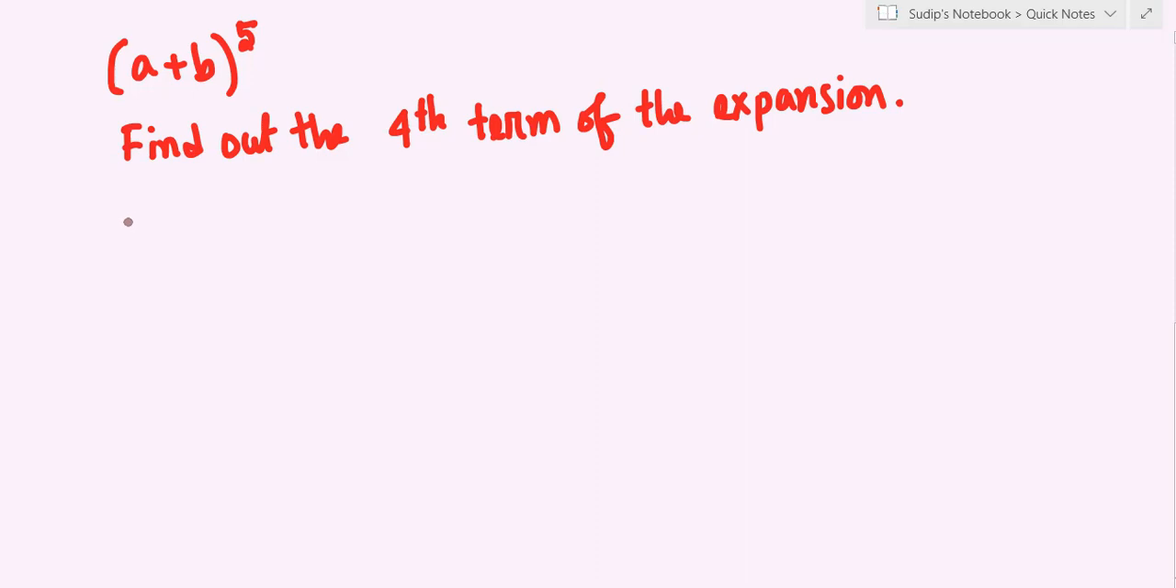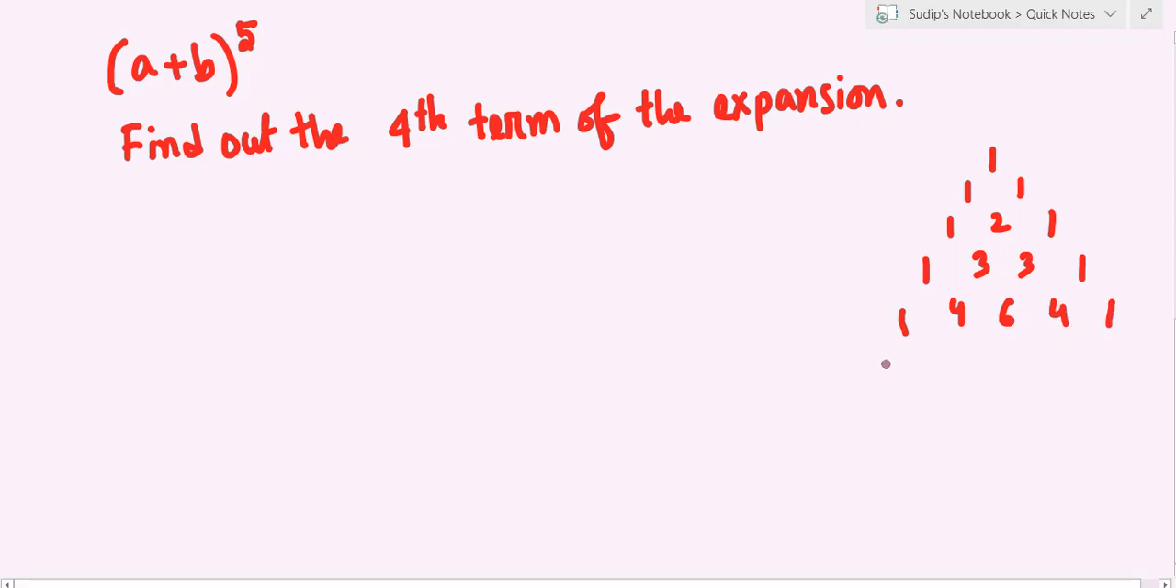Simply we can build up a Pascal triangle like this: 1; 1, 1; 1, 2, 1; 1, 3, 3, 1; 1, 4, 6, 4, 1; 1, 5, 10, 10, 5, 1. So find out the fourth term of the expansion.